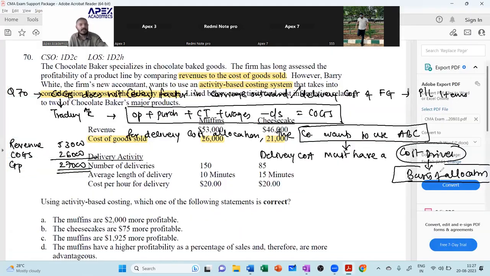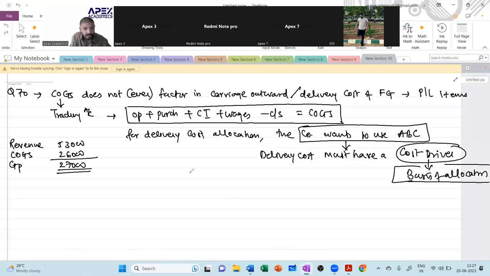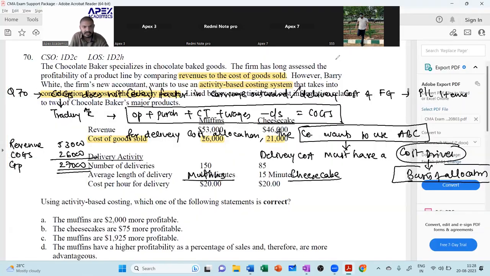Let us go deeper. Now, delivery activity, it is given to us for muffins and cheesecakes. Let's take a look. We have got two items, muffins and cheesecakes, both of which I never really enjoyed. I guess the only cheesecake that I ever remotely enjoyed was a blueberry cheesecake. Never really enjoyed the concept of a cheesecake.